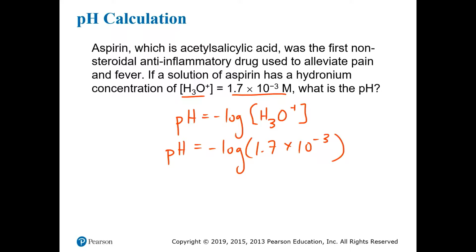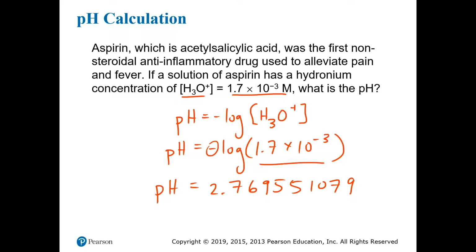When you put this into your calculator, most calculators you'll put in the concentration first and then hit the log key and then don't forget to take the negative sign. The output of your calculator in this case would be 2.76955179 or something like that, depending on how many decimals your calculator shows.